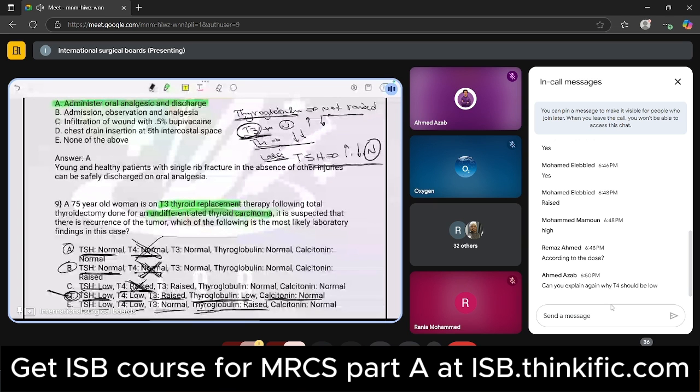Dr. Ahmed said, can you explain again why T4 should be low? Because this patient had their thyroid gland removed, right? They underwent total thyroidectomy, and the replacement therapy is T3 and not T4. Now, if you give T4 tablets to this patient, those can be peripherally deiodinated into T3. This is possible. But it's not possible for T3, if you give it exogenously, to become T4. Not possible, right? So that's why T4 is going to be definitely low or even undetectable.